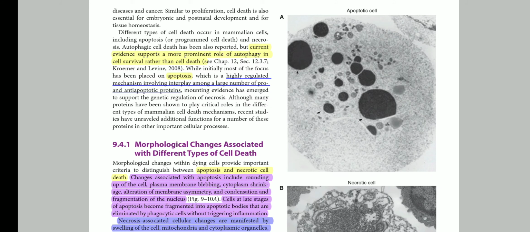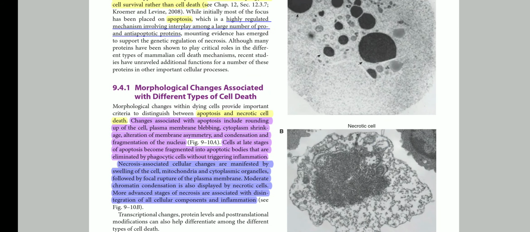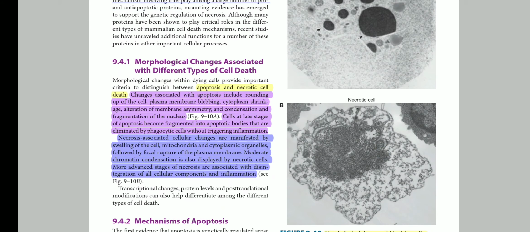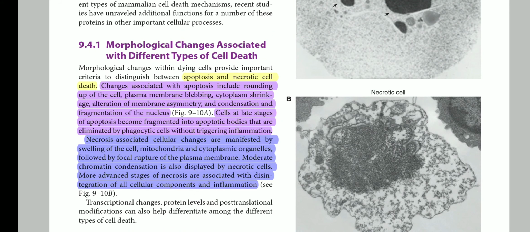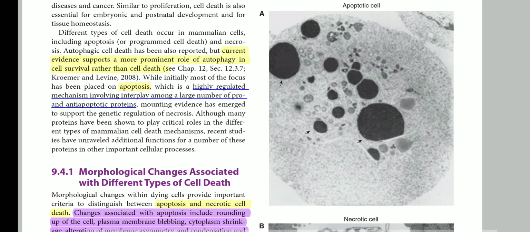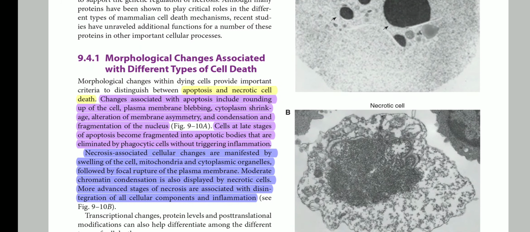Condensation and fragmentation of the nucleus. You can see the dark color is the nucleus, but here it remains clustered and fragmented. At this stage of apoptosis, the cell becomes fragmented into apoptotic bodies, and the most important thing is that these bodies are eliminated by phagocytic cells without triggering inflammation. That is important. No inflammation occurs. The cell blebs, with condensation and fragmentation of the nucleus.